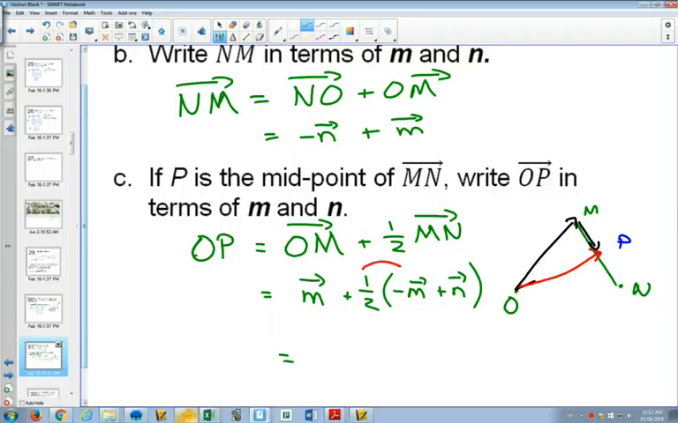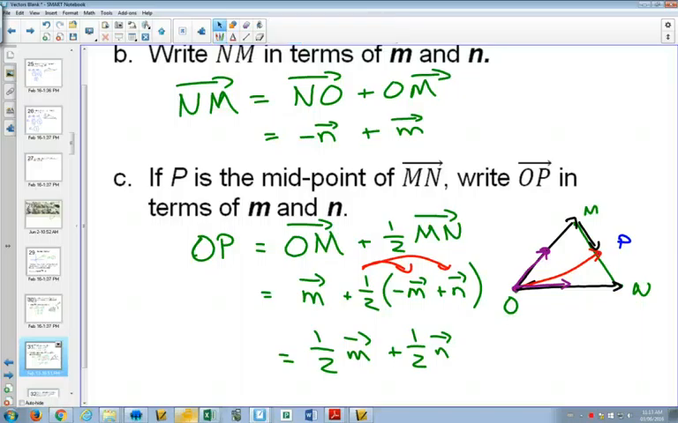If we distribute the 1/2 to each of those vectors, M minus a half M will be half M, plus half N. So what this means, 1/2 M plus 1/2 N, as far as our diagram goes, in a different color, purple, I'm going to go halfway from O to M, and then the same direction, here's O to N. If I go in that same direction, O to N halfway, if I take that and match it up to the tail there, you see you end right at the point P.